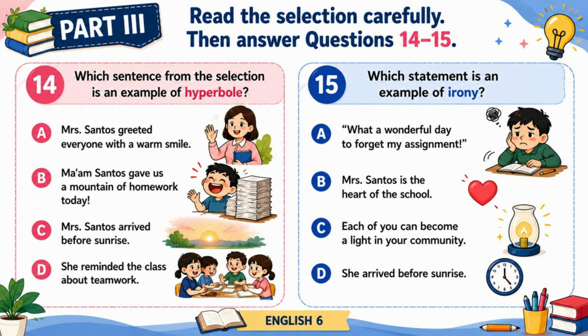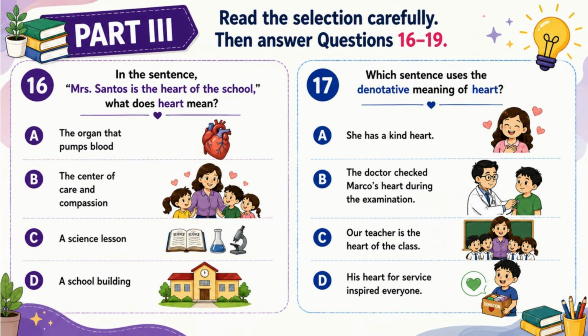A. What a wonderful day to forget my assignment. B. Mrs. Santos is the heart of the school. C. Each of you can become a light in your community. D. She arrived before sunrise. Number 16. In the sentence, "Mrs. Santos is the heart of the school," what does heart mean? A. The organ that pumps blood. B. The center of care and compassion. C. A science lesson. D. A school building.